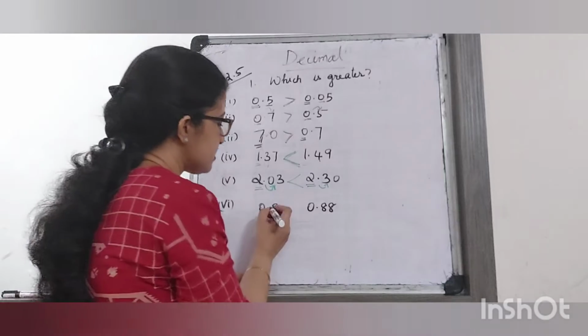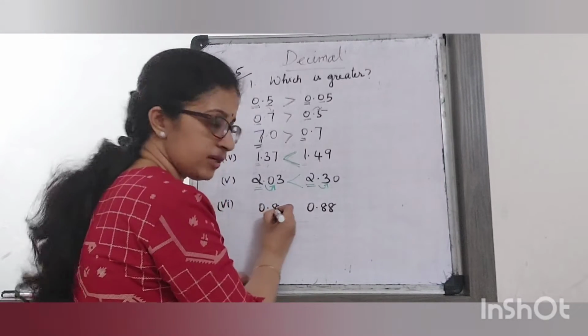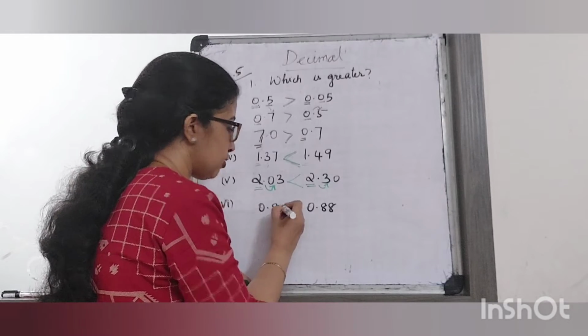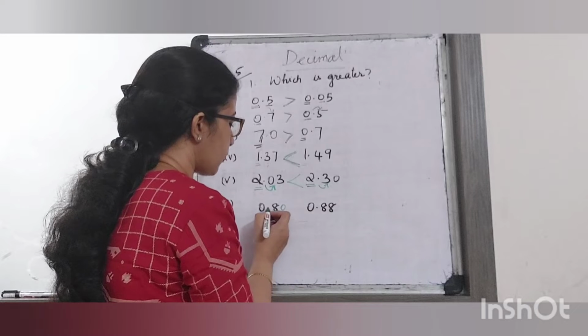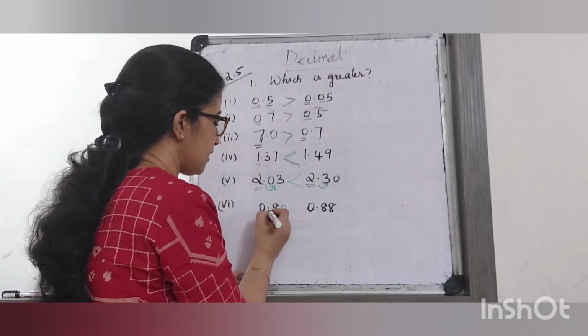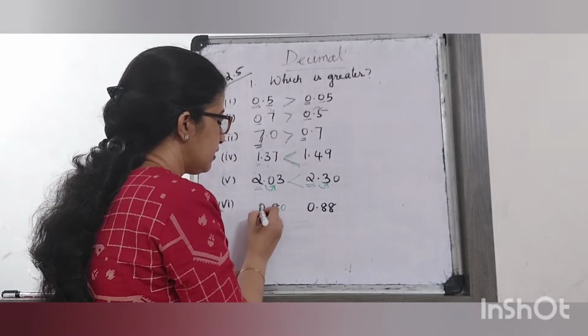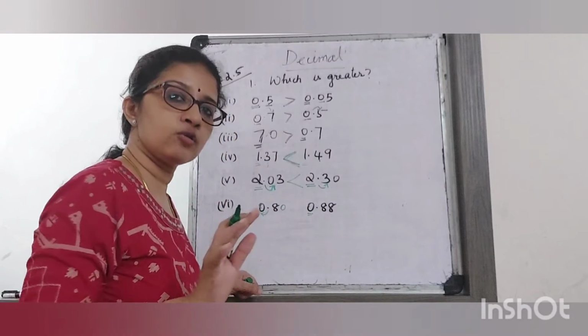Correct? So what does this 0.8 mean? 0.8 can also be written as 0.80. Correct? So now let's go on to the problem. If we compare the digit towards the left hand side of the decimal point, here it is 0, here also it is 0. So we cannot conclude anything.